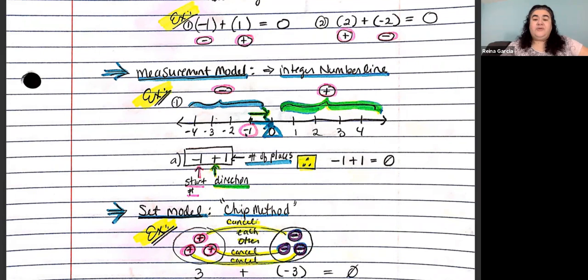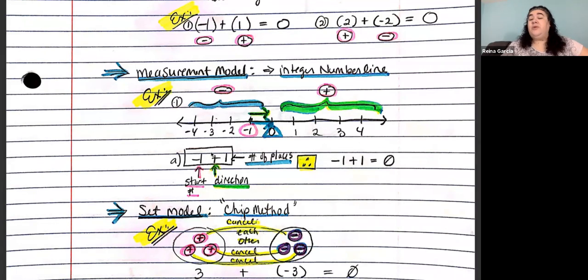And so therefore you've got a -1 here, okay? And if we look at this example, we can, on this number line, this measurement model, show that -1 plus 1, okay, is indeed a zero pair, because the first number, as we read this expression from left to right, is where we start on the number line. So -1, we start at -1.